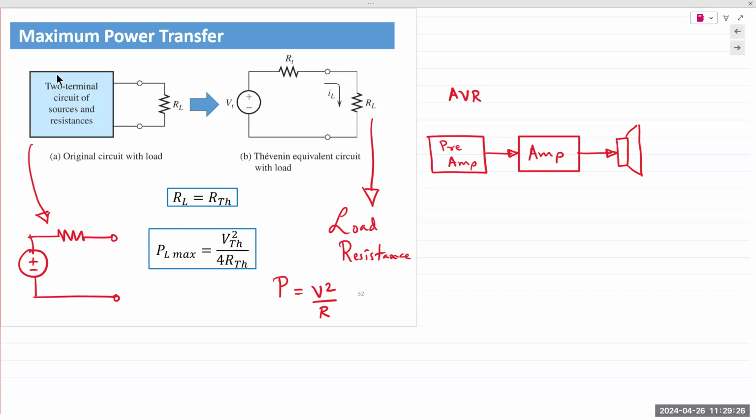Current division and voltage division are derived from Ohm's law. Node voltage analysis is an application of Ohm's law and KCL. Mesh current analysis is an application of Ohm's law and KVL. Thevenin and Norton is a concept. It's not an analysis technique per se. You apply all the techniques you learn to develop that concept and to apply that concept.